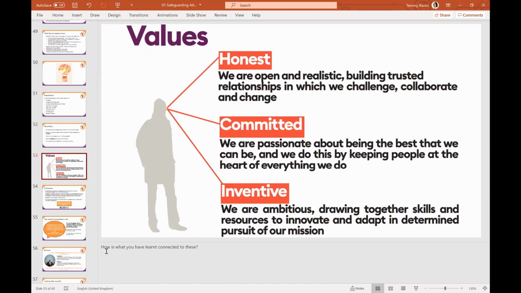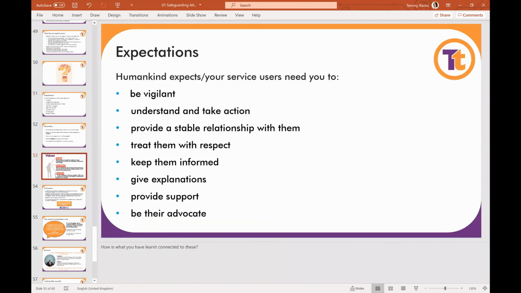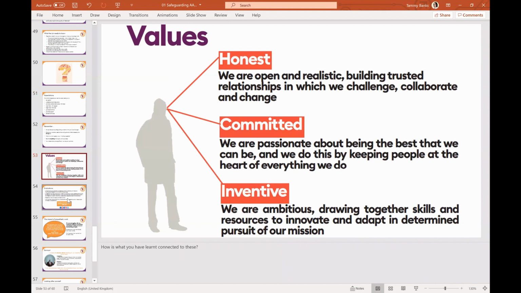And I'd finish with how safeguarding, and what you've learned today, what we've discussed today, connects to these. That's what I'd keep going back to rather than that one, because you end up running through that one and they're like, yeah, whatever. So I'd go back to this.